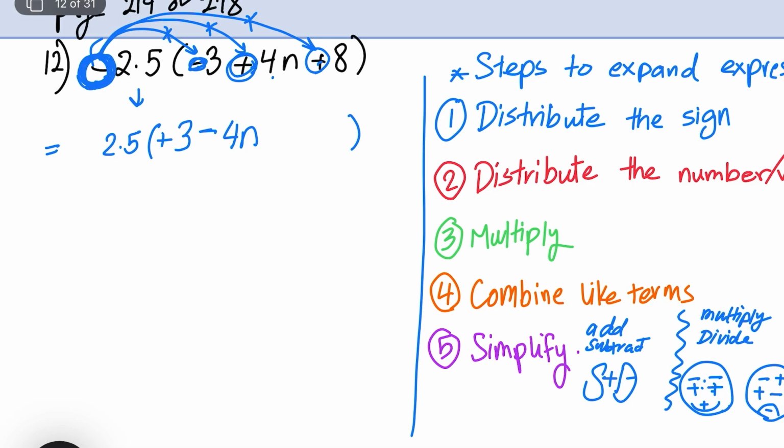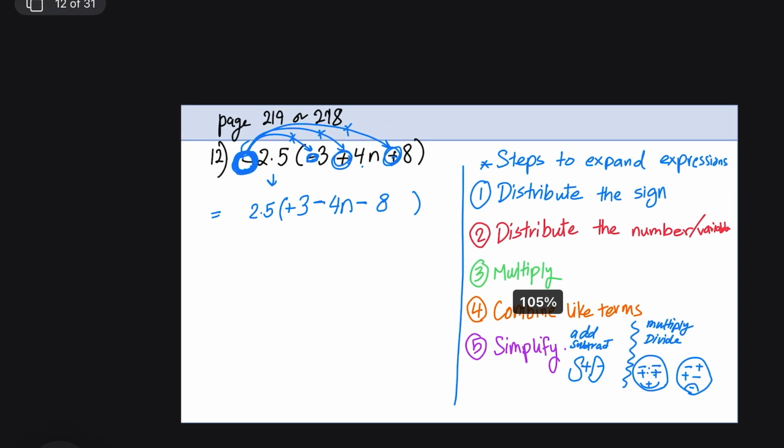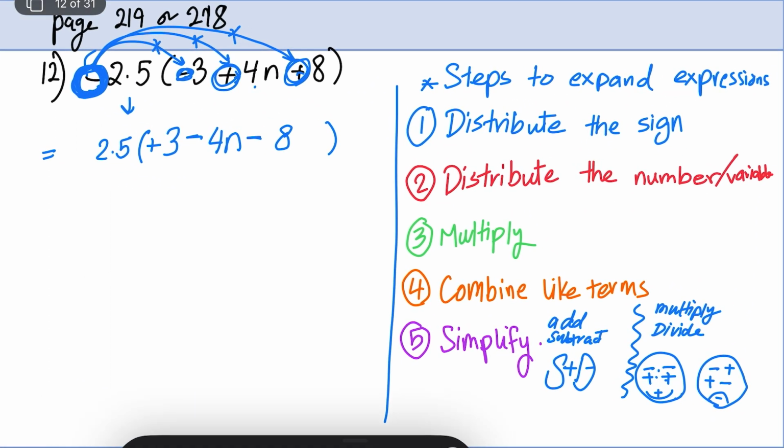Then negative times positive will be negative. Again, because different signs, negative. And the 8 will not get affected. It will be exactly as it is. As you can see, since I multiplied the negative, only the signs got changed. They were flipped to the opposite sign, okay? Because it's multiplying only signs, the numbers and the variables will stay as they are. Even the problem will stay as it is. I'm only changing the signs. I'm done with step number 1.